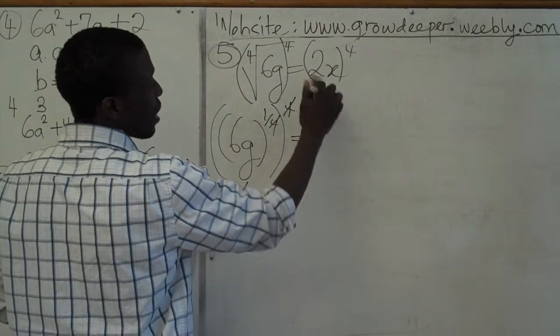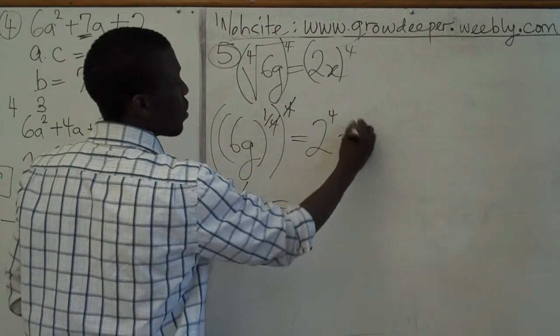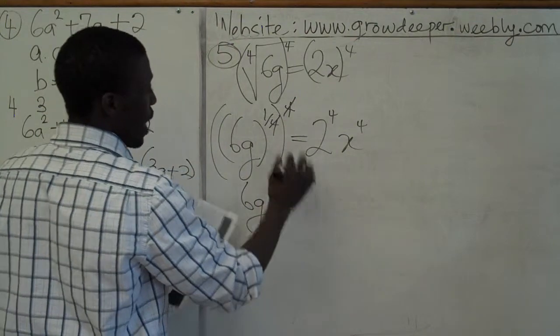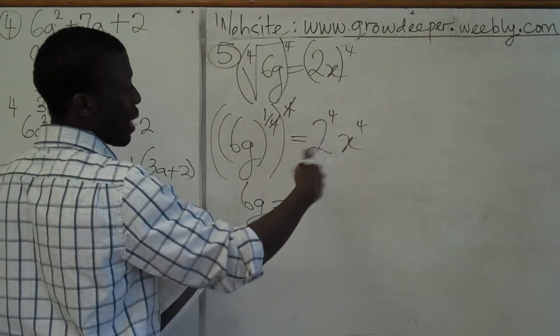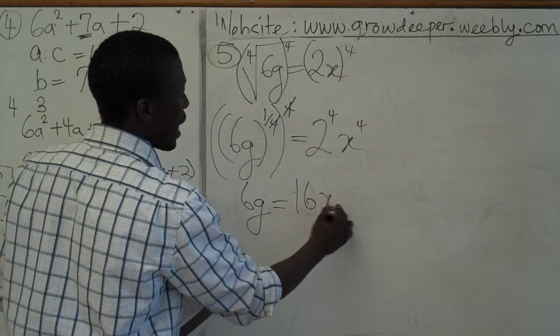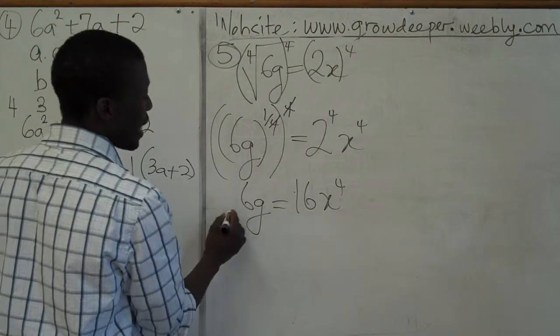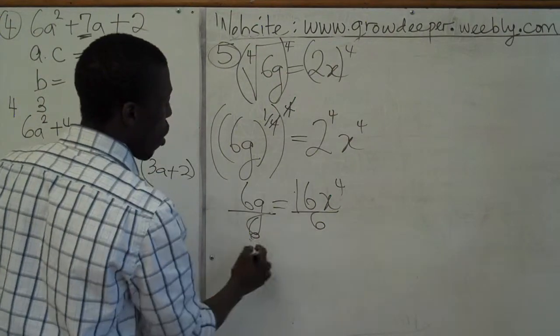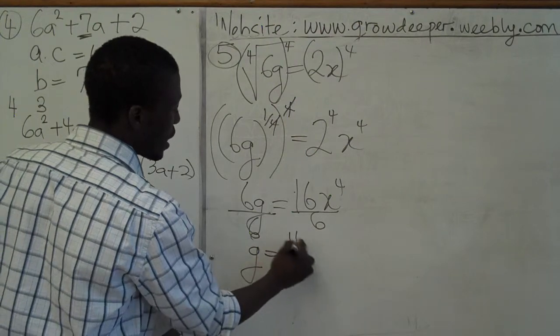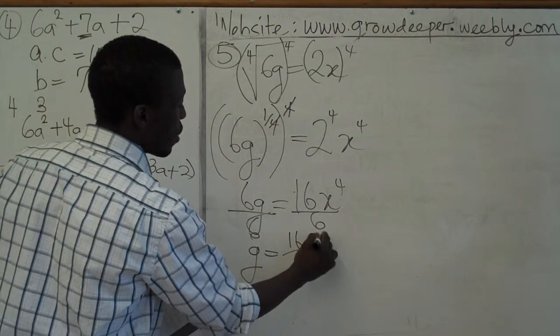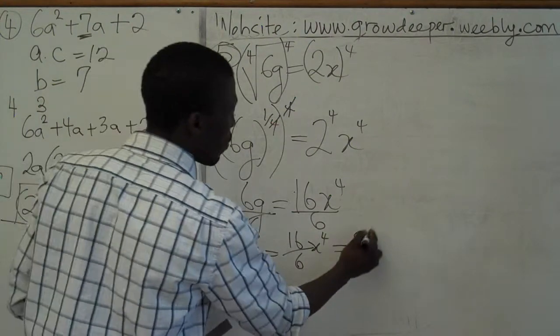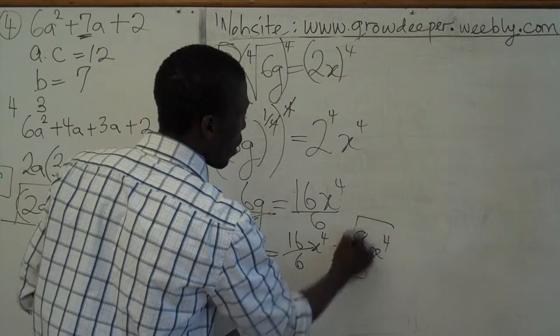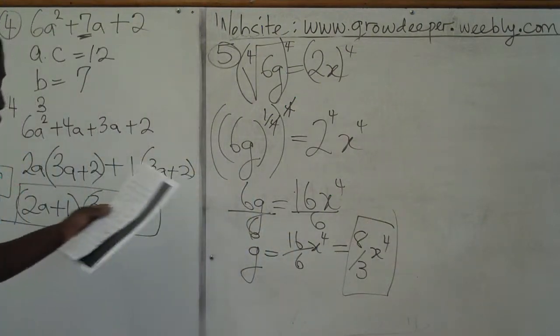On the right side, we have 2 to the 4th, x to the 4th. 2 to the 4th, we have 2 times 2, 4, 4 times 2, 8, 8 times 2, 16, x to the 4th power. And then we go ahead and divide both sides by 6. All we have left is g is equal to 16 over 6, x to the power 4. You can simplify that to 8 over 3, x to the power 4. That's all that is required of you for number 5.